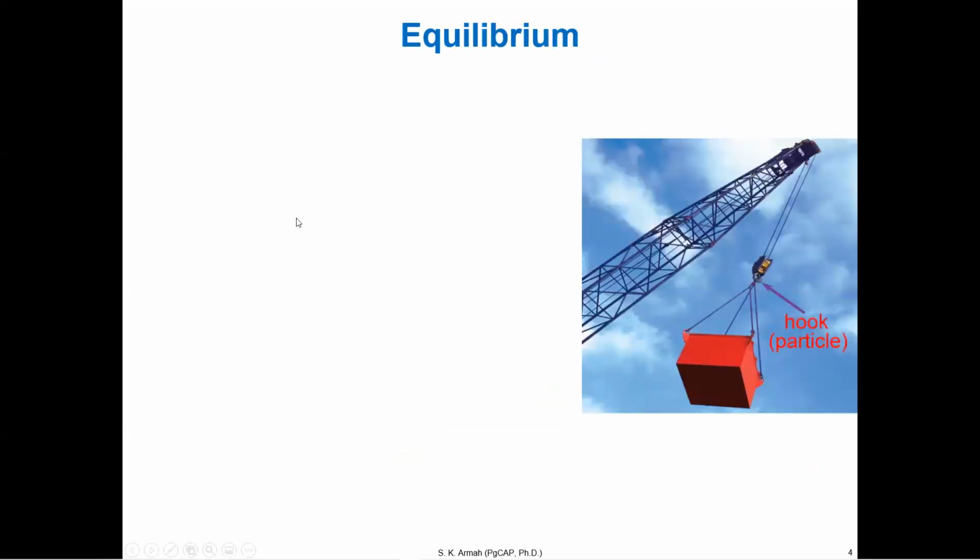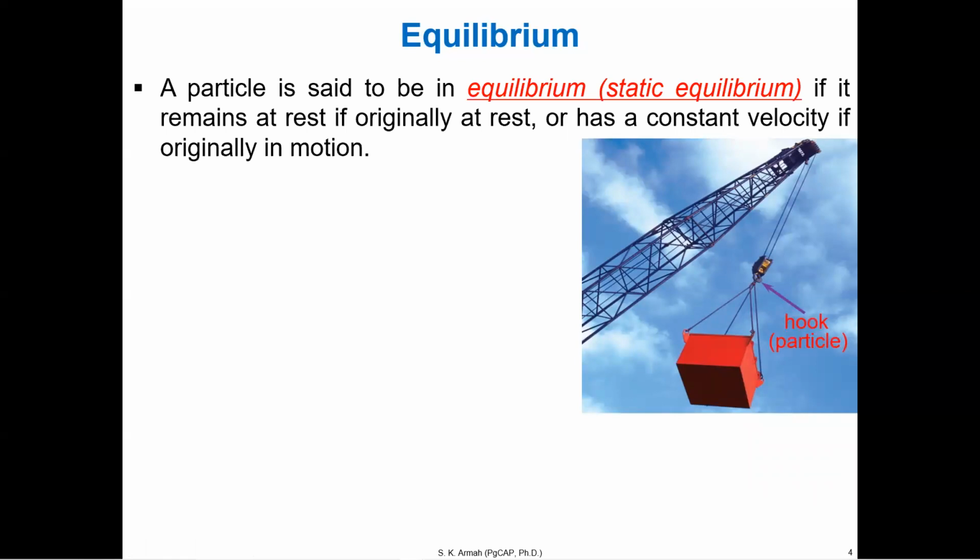So a particle is said to be in equilibrium, but there is also what we call dynamic equilibrium. We'll do that in the dynamics class. Normally when people say equilibrium, they mean static equilibrium. So when the object is in equilibrium, it means it's at rest, or it's in motion but has a constant velocity.